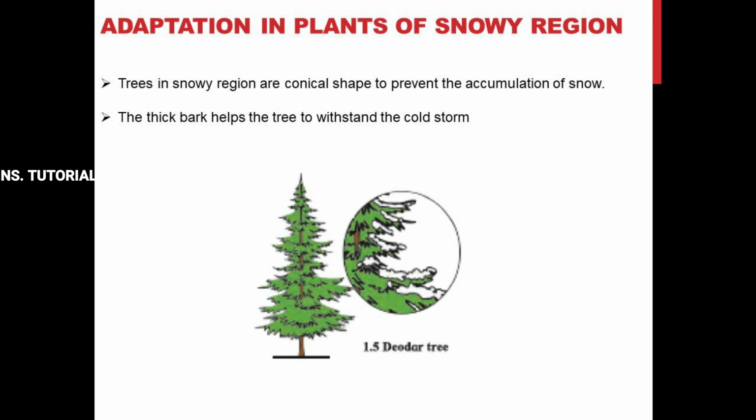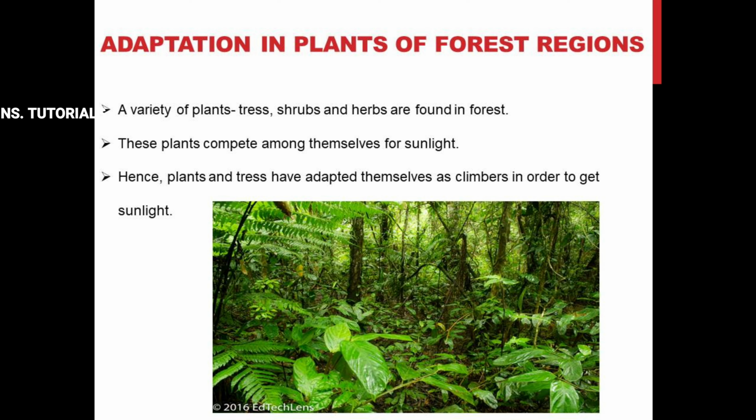Now we are going to study how the plants in snowy regions adapt themselves to the surroundings. Plants of snowy regions mainly include conifers like deodar and pine. These trees are conical in shape due to their sloping branches. In the heavy snowfall and extreme cold in this region, their conical shape prevents the snow from accumulating on the tree, and the thick bark helps the tree to withstand the cold.